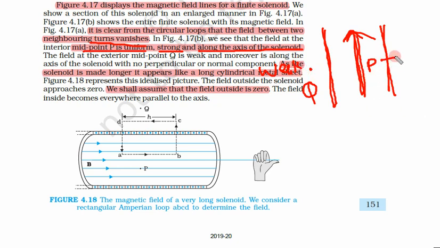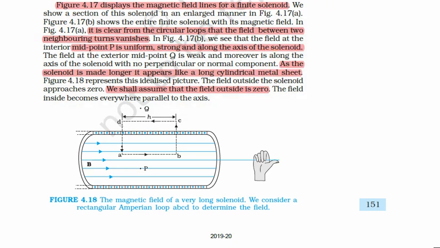Inside it is strong, outside it is weak, and in between the wires there is no field. So these are three things. Inside, the field is strong, outside it is weak, and between the wires the field is not there. As the solenoid is made longer, it appears to be like a long cylindrical metal sheet.